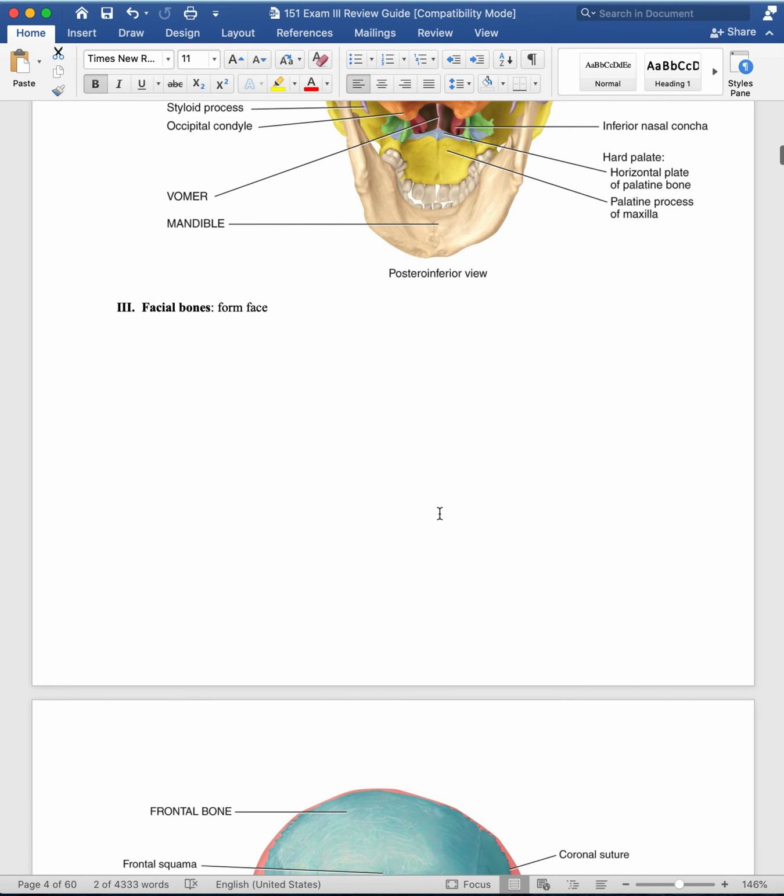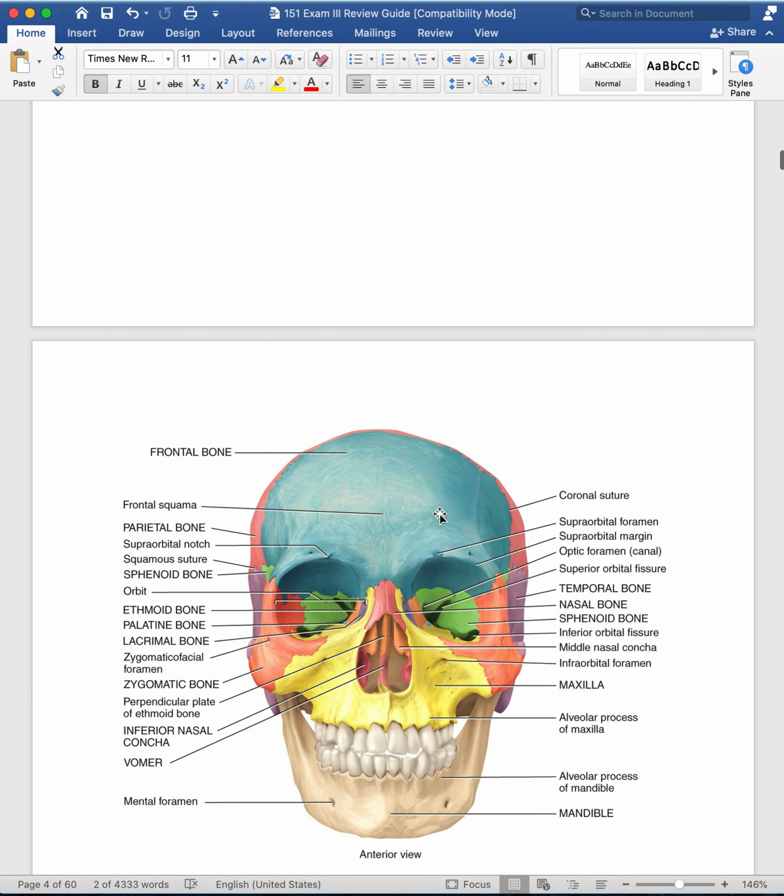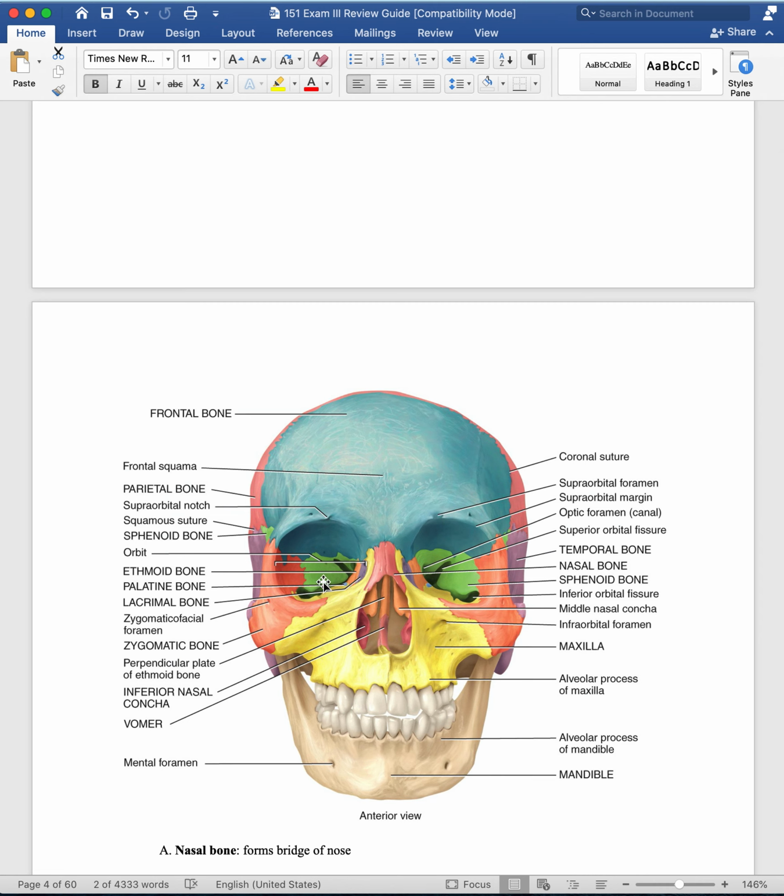All right, so we're going to move down a little bit into the facial bones. The facial bones are going to be all of the bones that you can see, obviously looking from the anterior view, so towards the face of the individual. It's going to include some of the bones that we already talked about, like the frontal bone is actually going to both be a facial bone and a skull bone.